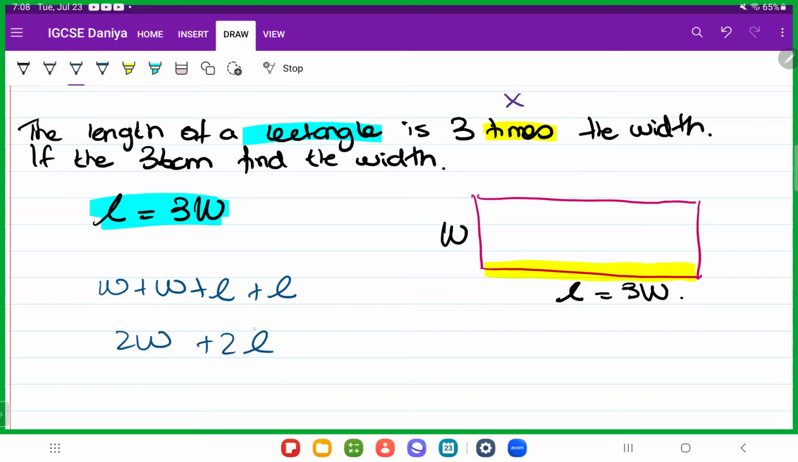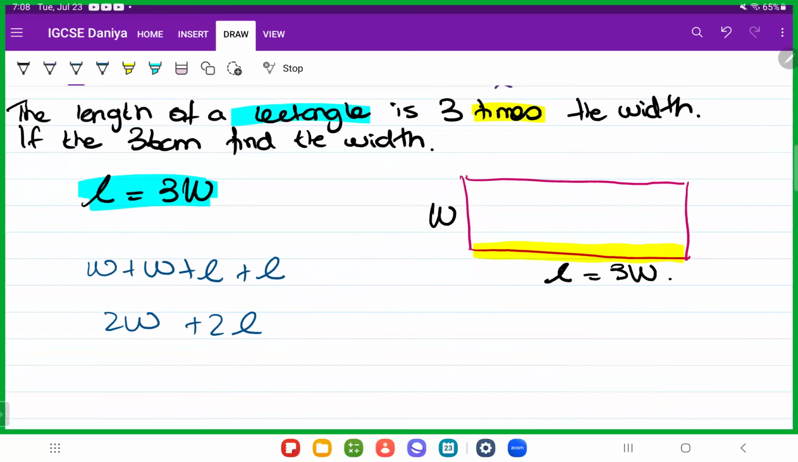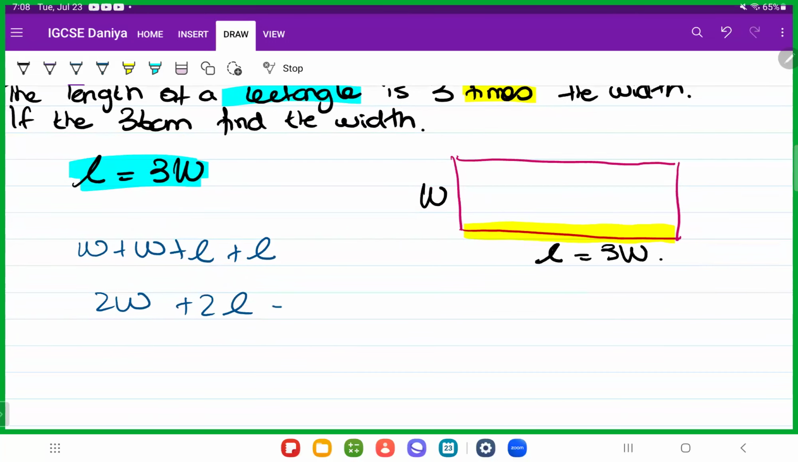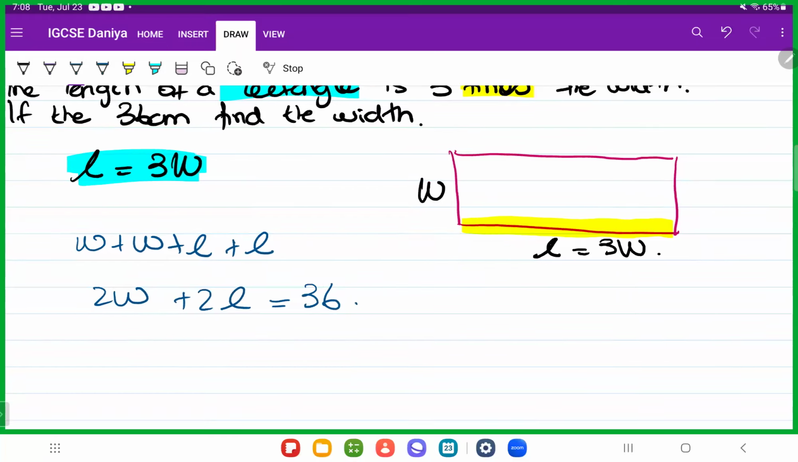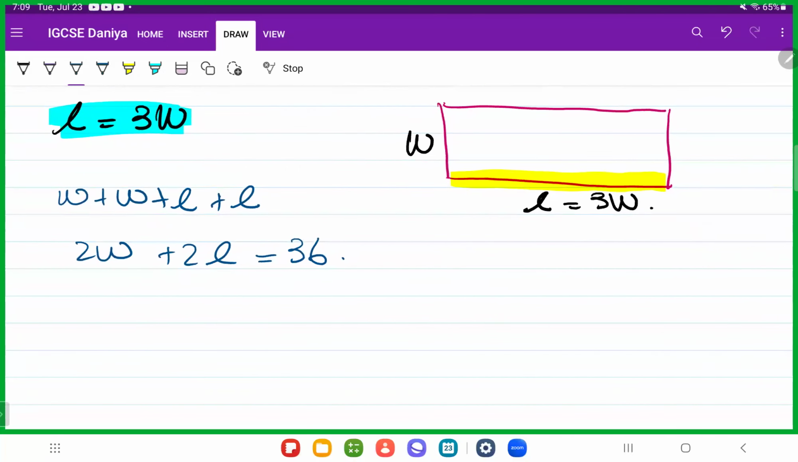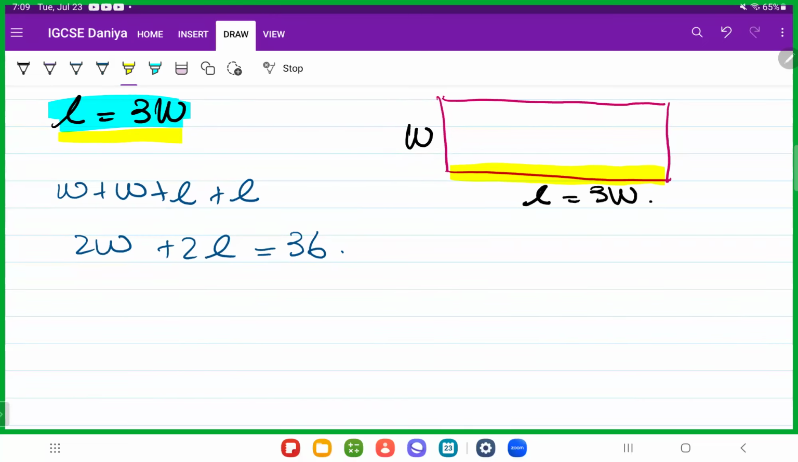Do you know what a perimeter is? It's the total length around the shape. Whatever length is touching the outside region, the sum of those lengths. So that is basically 2 width and twice the length in this case. So over here, they are saying this is basically 36. Now they want me to find the width. Using this substitution, I can find the width.